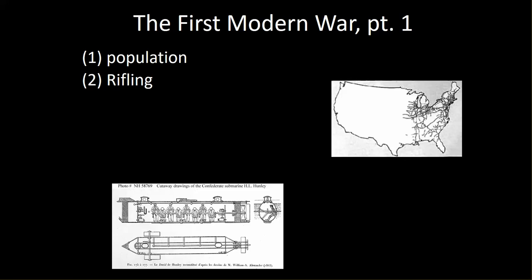In terms of manufacturing, the North has more. Financial resources, the North has more. Railroad miles, the Union far outstrips the Confederacy. The Union had 2.5 times as many miles of rail as the Confederacy did. 21,000 miles of rail in this little map up here, in the Union, compared to not quite 8,500 miles in the Confederacy.